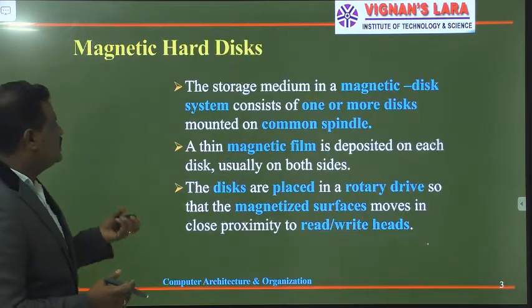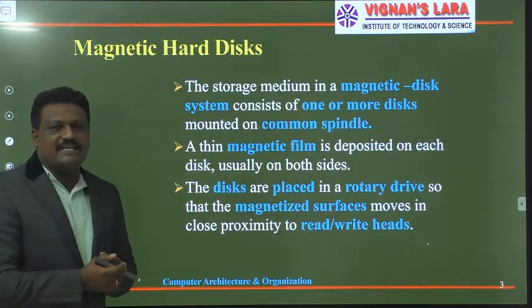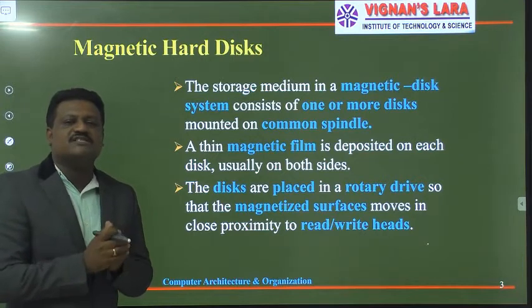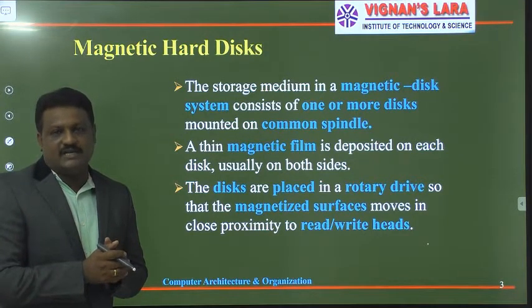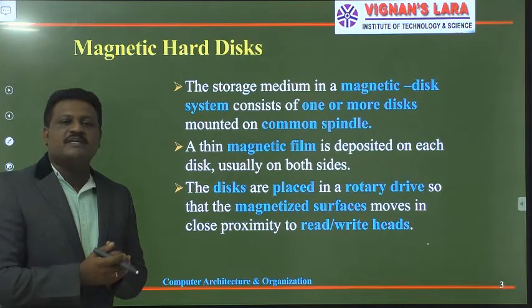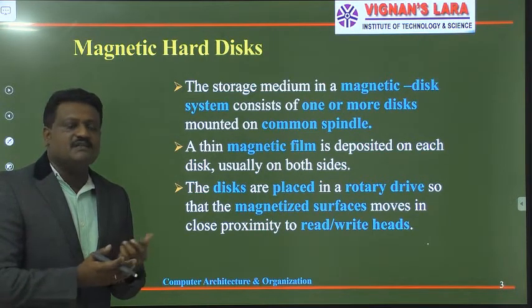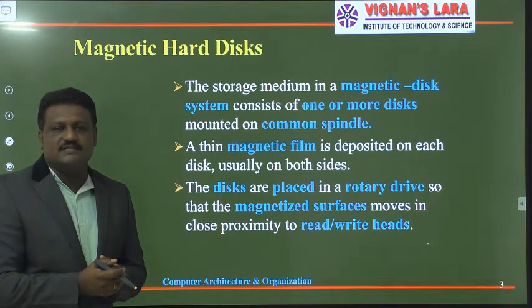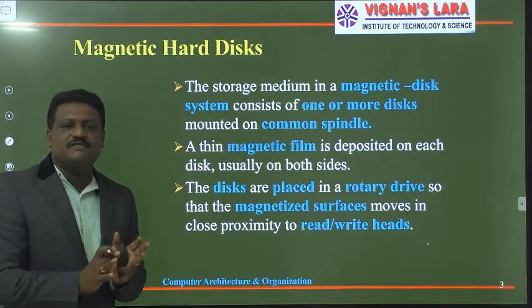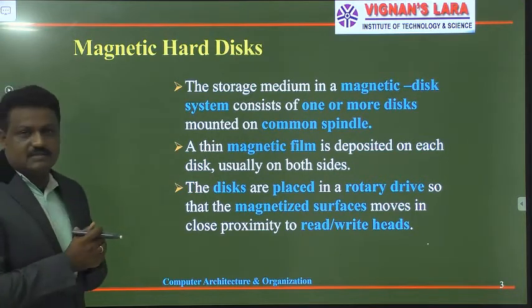Right. So, the magnetic hard disk. In this class, I am only focusing on the magnetic hard disk. In the upcoming classes, we will discuss floppy disks, CDs, DVDs, and magnetic tapes. Those things we will discuss in upcoming classes. In this class, I am only focusing on the magnetic hard disk.